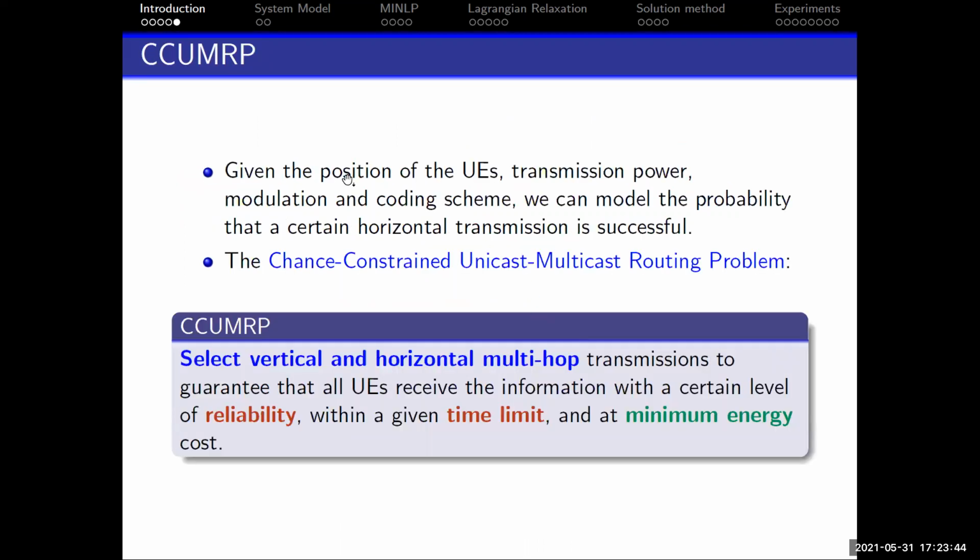From a technical point of view, if we're given the position of the user equipment, transmission power, modulation and coding scheme, we can then model the probability that a certain horizontal transmission is successful. And so we can define the chance-constrained unicast multicast routing problem, which is the problem of selecting vertical and horizontal multi-hop transmissions, the red and green arrows, to guarantee that all the users receive the information with a certain level of reliability and within a given time limit with minimum energy cost. So this will be our objective function, and these will be our constraints.